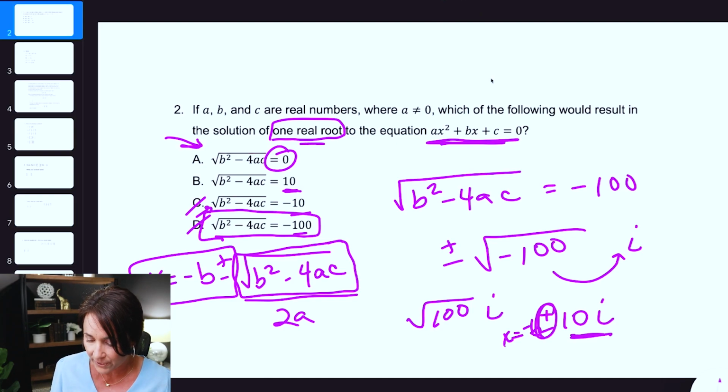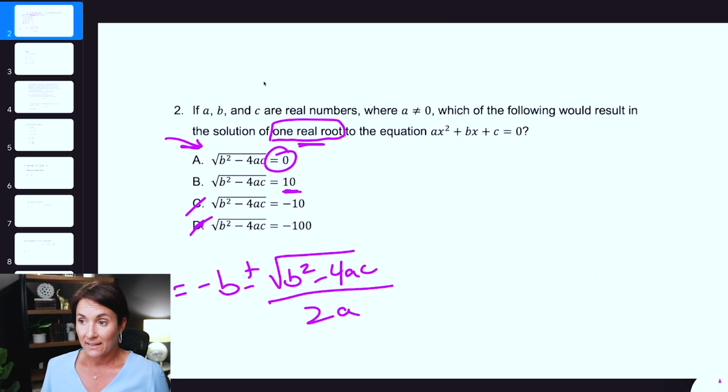So this term here, real, is really important. So right away, I can eliminate -10 and -100, all right? Because that is the way for -100, it's going to be the same for -10, so I crossed that one off as well. Now let's go to B.